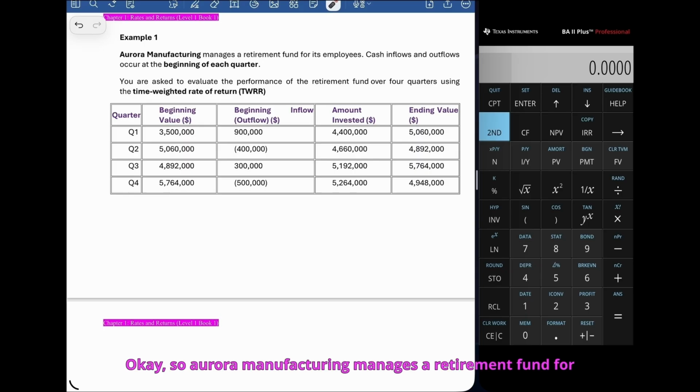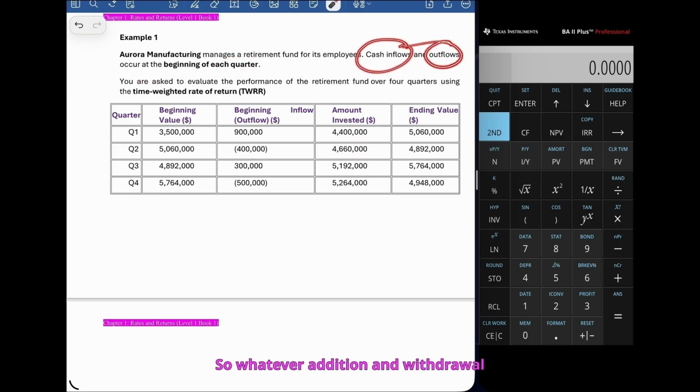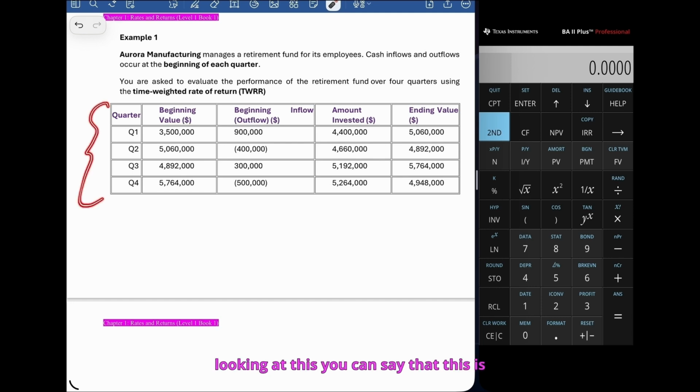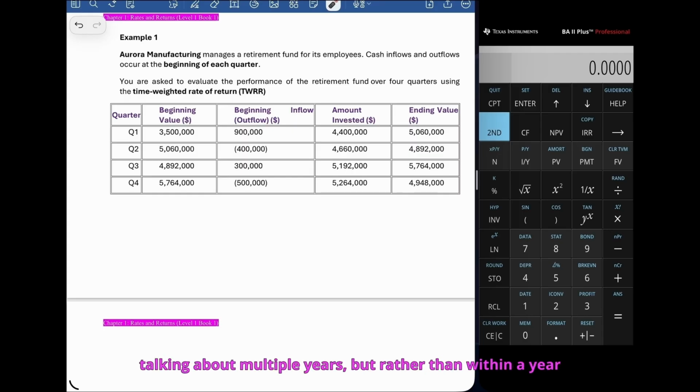So Aurora Manufacturing manages a retirement fund for its employees. Then cash inflow and outflow occurs at the beginning of the quarter. So whatever addition and withdrawal, it is happening at the beginning of each quarter. And you can see that quarterly data is given. So just by looking at this, you can say that this is less than a year, or equal to a year. So it is not talking about multiple years, but within a year. So here our time weighted return will be the multiple holding period return formula. I hope that much you have understood.